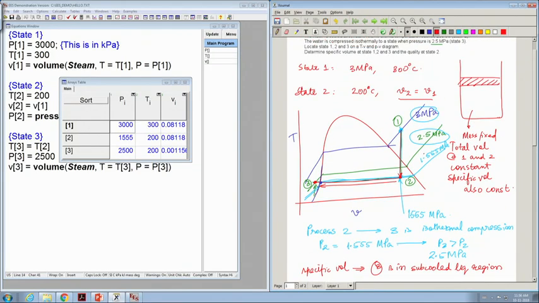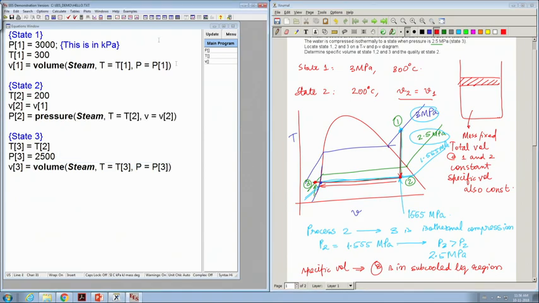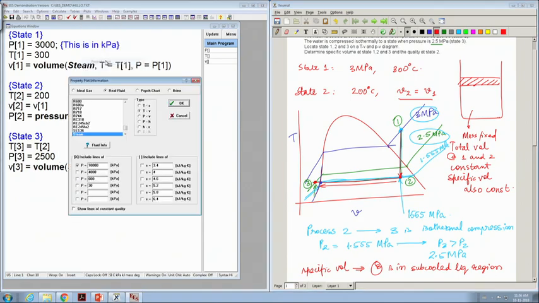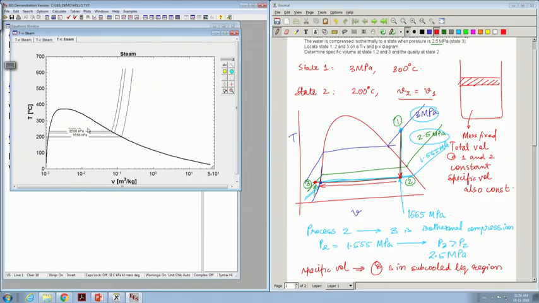Okay. So, try to follow the logic. Let us go to plots, let us draw the property plot of steam on the TS and let us include certain lines. Let us include the 3 megapascal line, let us include the 2.5 megapascal line, and let us include the 1000 kilopascal line. So, this is the plot that we obtain.